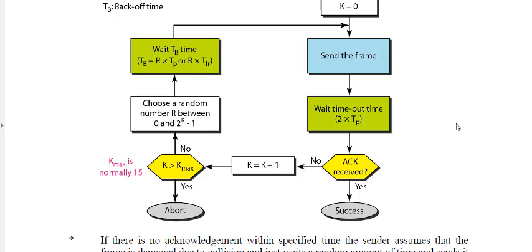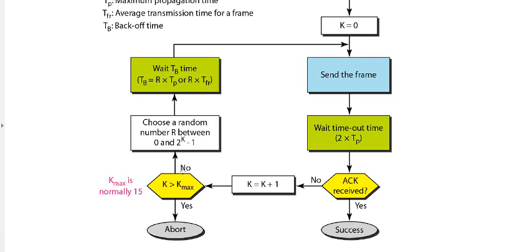If the station receives the acknowledgement, it's a success. If it doesn't receive the acknowledgement, it's a failure. Then it has to go for another attempt. Like that, it can go to a maximum of 15 attempts. So after another attempt, it waits for a certain amount of time, based on R times TP or R times T frame, and then it starts sending the frame. This loop goes on till it gets success, but limited to 15 times maximum. So this is the flow chart explaining the flow of transmission of Aloha frames.